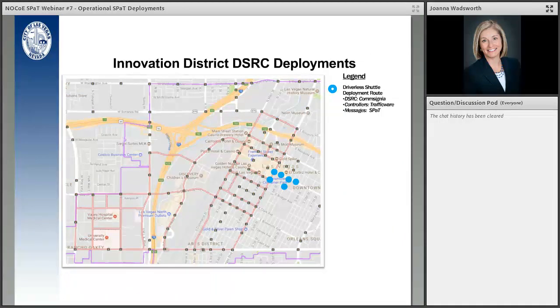So our first jump into the DSRC deployments was within our innovation district, and it was in support of our driverless shuttle project that was in the Fremont East Entertainment District. The project is a public-private partnership between the city, Regional Transportation Commission of Southern Nevada, AAA, and Keolis. The project is a one-year deployment of the Navya Arma driverless shuttle, and it's free and open to the public to experience. And so on this overview map, the light blue dots there indicate where the DSRC were deployed. The DSRC are Commsignia, our regional controllers are Trafficware, and the DSRC are broadcasting SPaT and MAP messages.